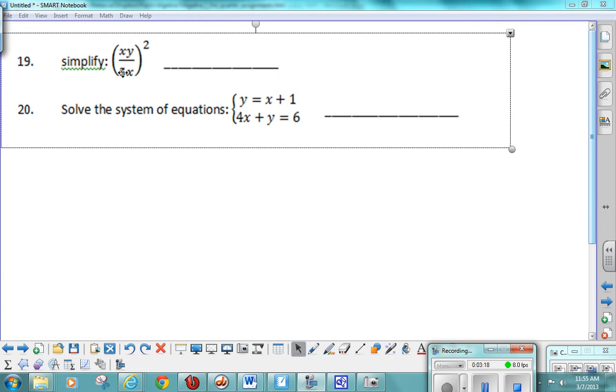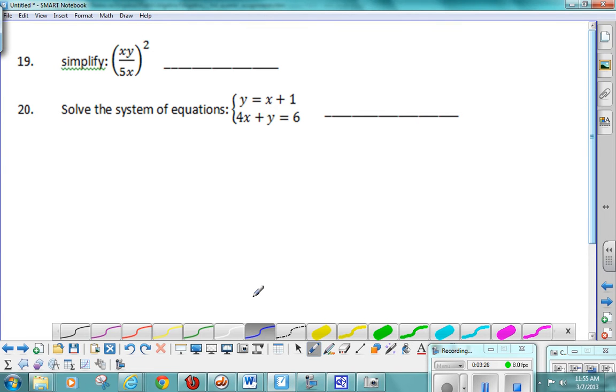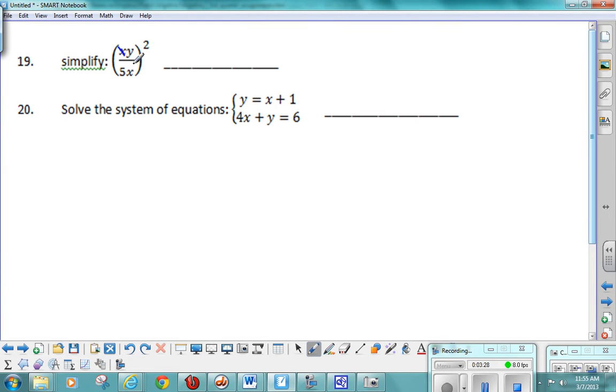Number 19, you have to simplify xy divided by 5x squared. Typically, if you can simplify anything in the parentheses first, it helps. So I can cancel this x and that x, and that just leaves me with y over 5 squared. Well, what that means is y over 5 times y over 5. Y times y is y squared, and 5 times 5 is 25.